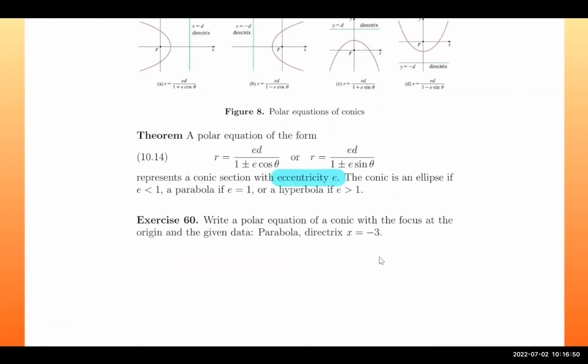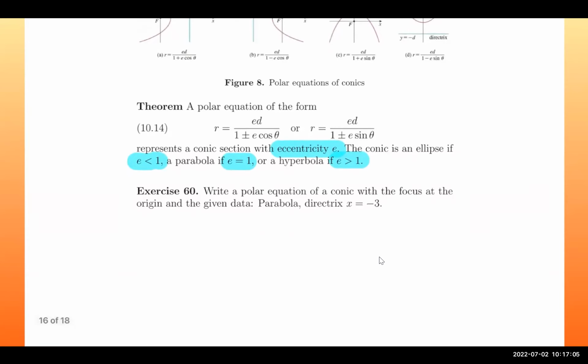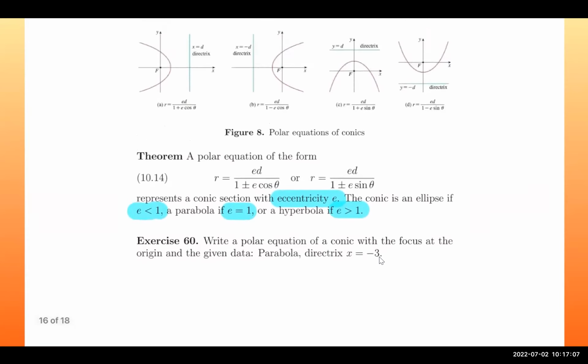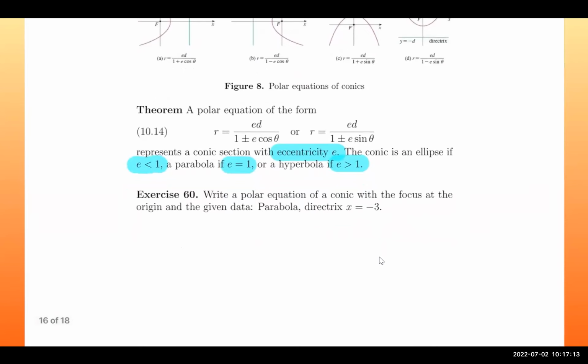The way you determine which of the 3 it's going to be is by the eccentricity. That tells you whether it is an ellipse, if it's less than 1, a parabola, if it's equal to 1, or a hyperbola, if it's greater than 1. So let's take a look at the first example. Write a polar equation of a conic with the focus at the origin and the given data. Notice that they all have a focus at the origin.